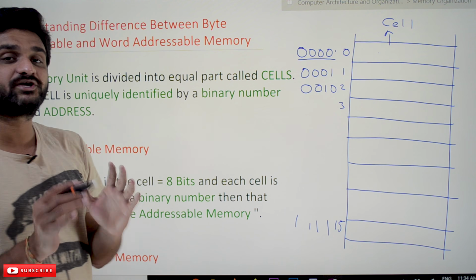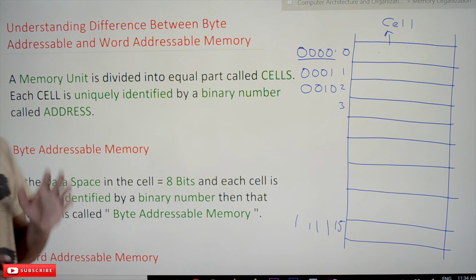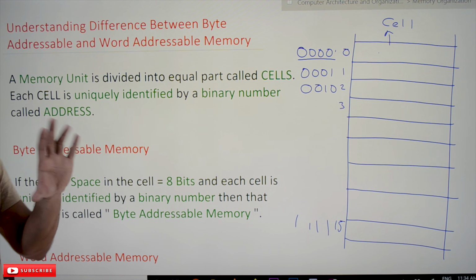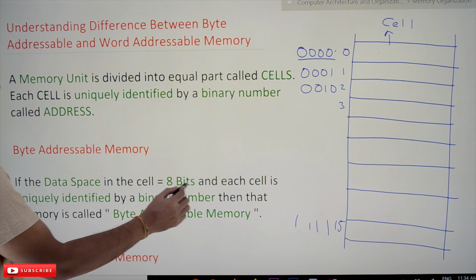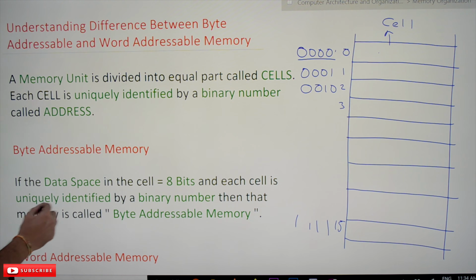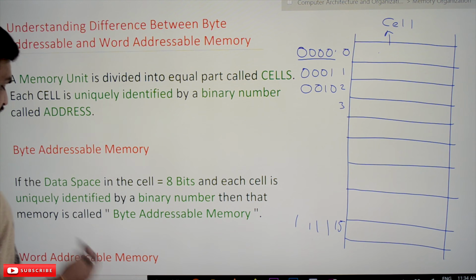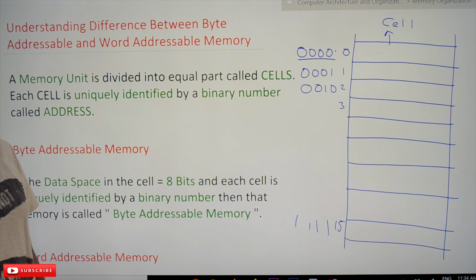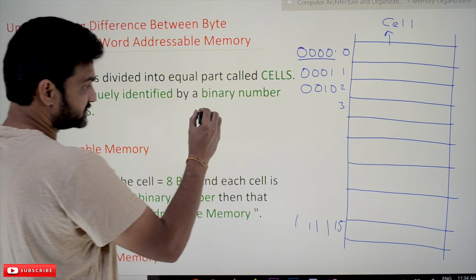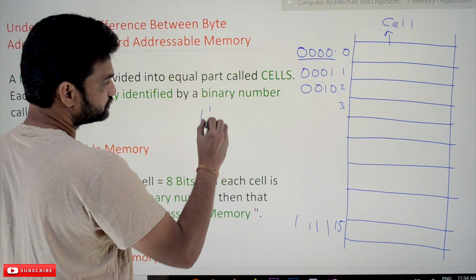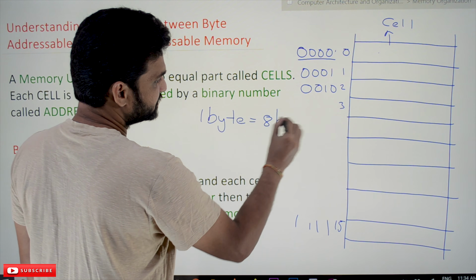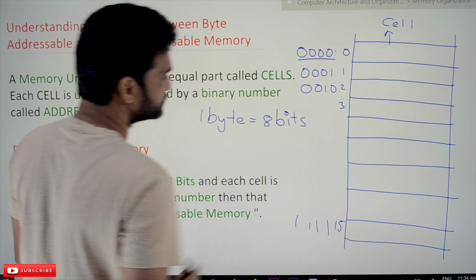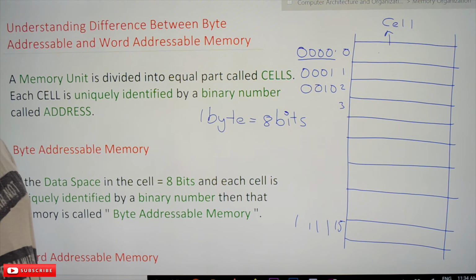Okay. So now, what is meant by byte addressable memory and what is meant by word addressable memory? If the data space in the cell is equal to 8 bits and each cell is uniquely identified by the binary number, then that memory is what we call byte addressable. So what is a byte? Byte is equal to 8 bits. 1 byte is equal to 8 bits. Hope you already know this concept.